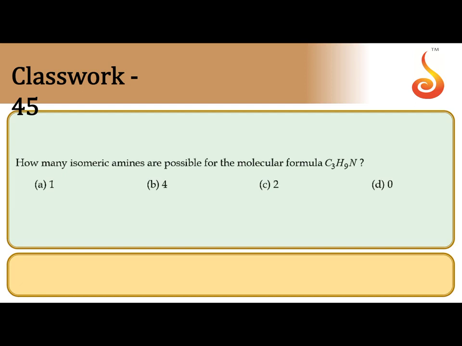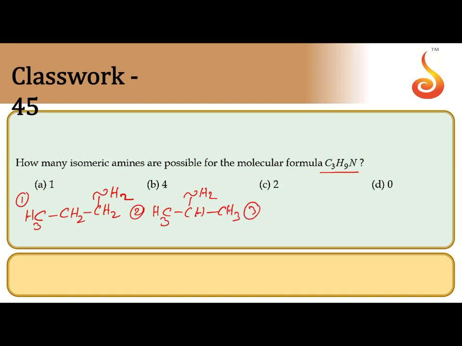How many isomeric amines are possible for the molecular formula C3H9N? You start writing the amines. First you write it as main primary amine, CH3CH2CH2NH2, propane 1 amine. Next you change the position of NH2, CH3CH(NH2)CH3, propane 2 amine. And you can't get primary amine by changing the position further.